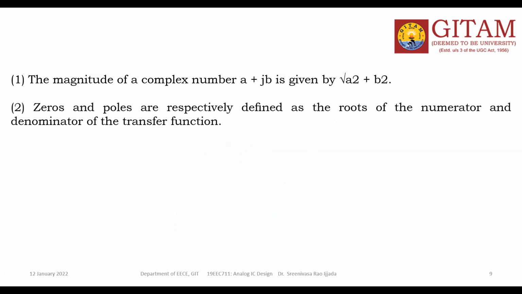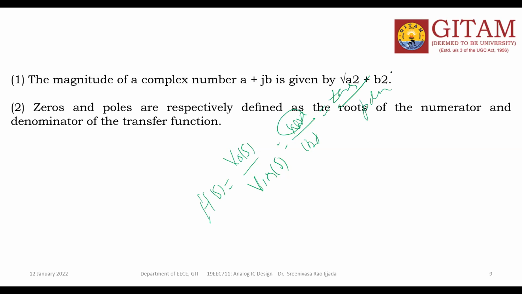So zeros and poles. What are the zeros and what are the poles? This is my transfer function H of s. Generally, the transfer function is the output V naught of s by the input V in of s, which has some numerator and some denominator. The roots of the numerator are called the zeros and the roots of the denominator are called the poles. Roots of the numerator and roots of the denominator of the transfer function are called zeros and poles.